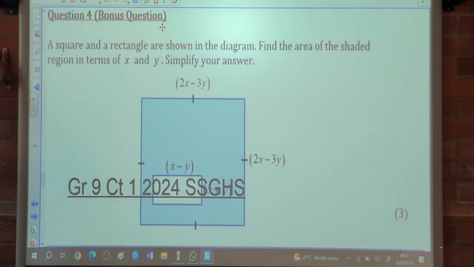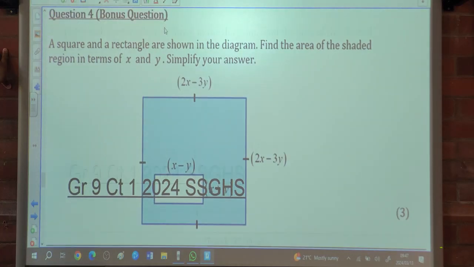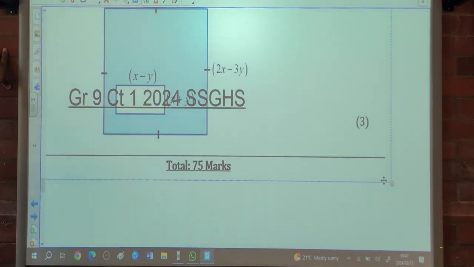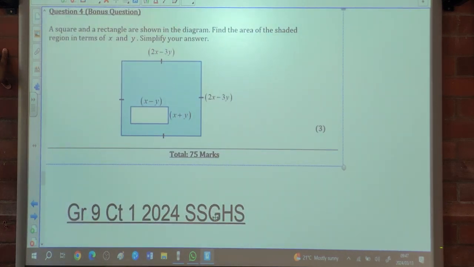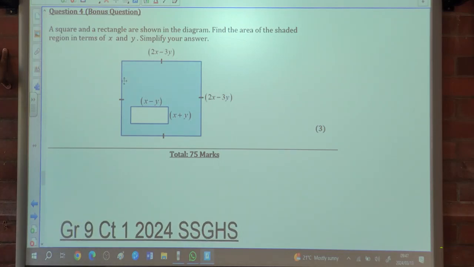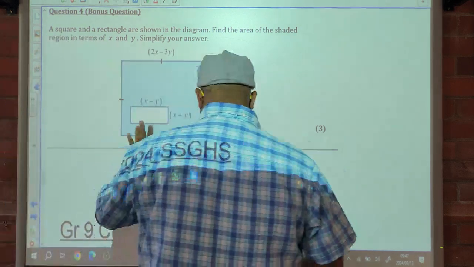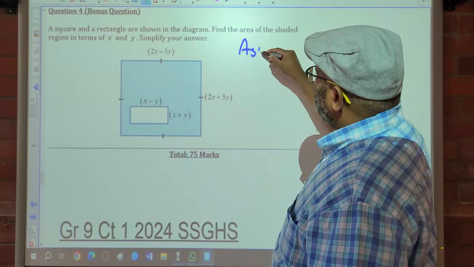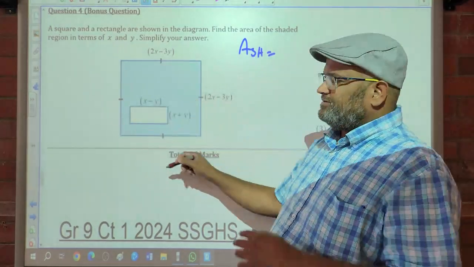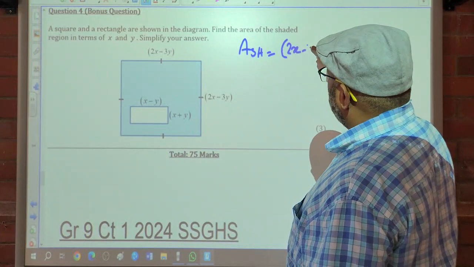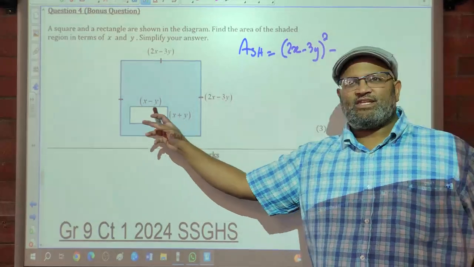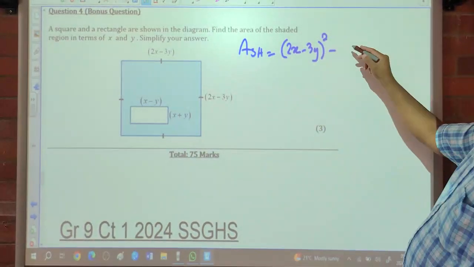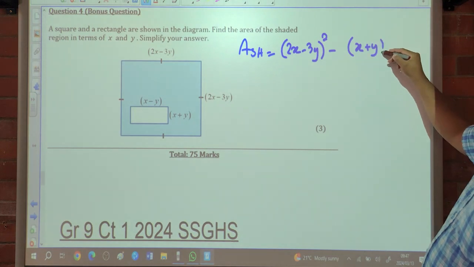The bonus question was fairly simple. We are told that a square and a rectangle are shown in the diagram. Find the area of the shaded region in terms of x and y. Simplify your answer. So how do you calculate the area of the shaded region? It is of course the area of the square, which is 2x minus 3y times 2x minus 3y, which is (2x minus 3y) squared, minus the area of the rectangle. How do you do that? Length times breadth. So it's going to be (x plus y) times (x minus y).